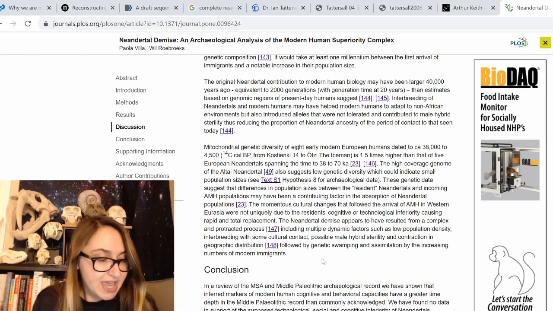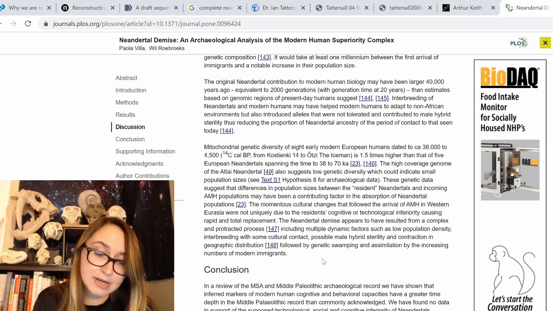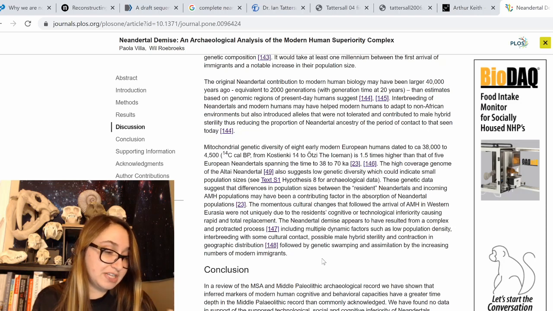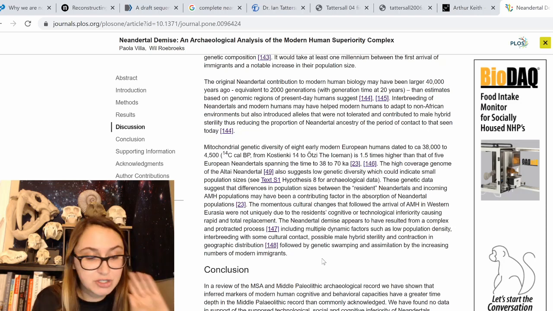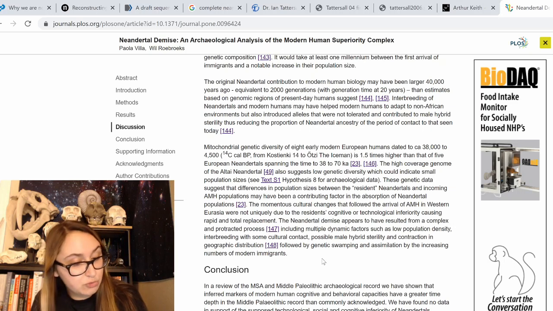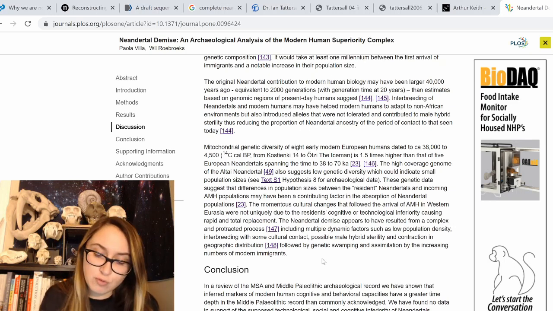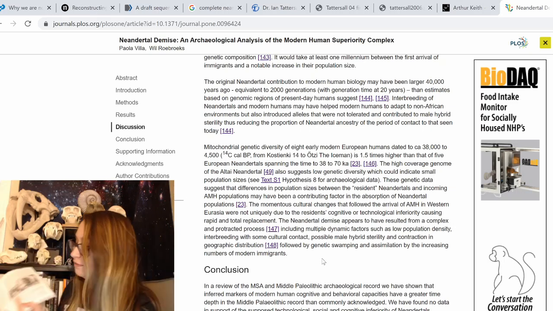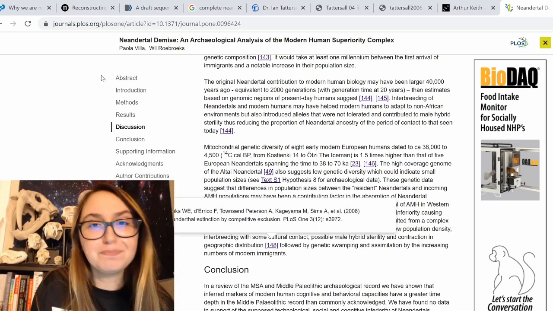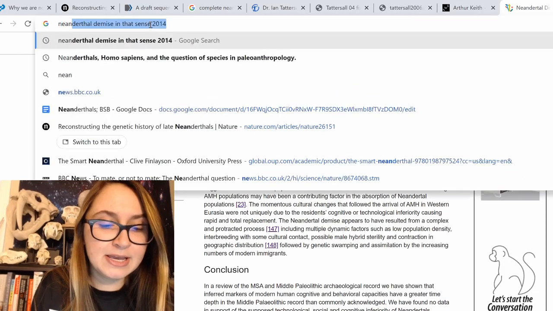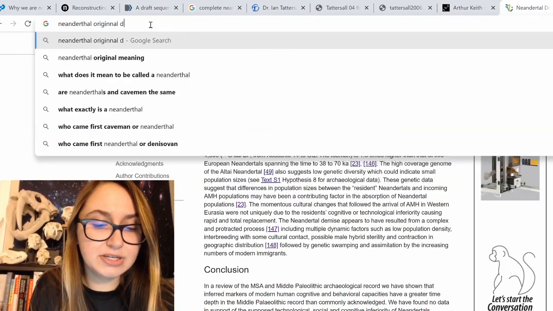Okay, so then they get mad. They're mad. This whole section is called the Dehumanization of Neanderthals, in which they are upset that Neanderthals used to be depicted as these kind of brutish, sloping over, stooped kind of savages, if you will. So let's pull that up. Neanderthal original depiction.